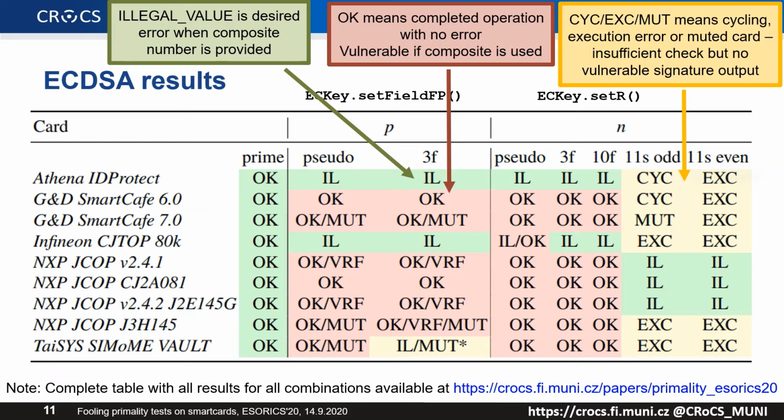Okay, so you can see that most of the cards had an issue, and we believe that most of the cards are not checking primality at all. So it's not that they are using some weak implementation of Rabin-Miller, they are not checking at all.